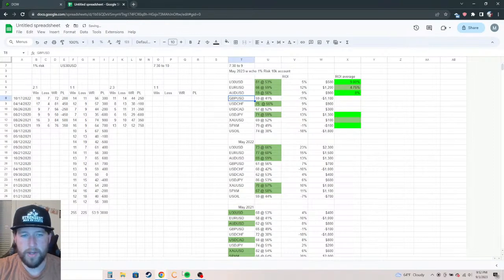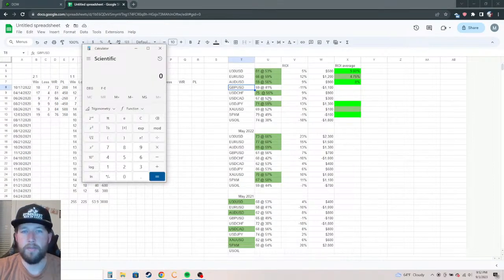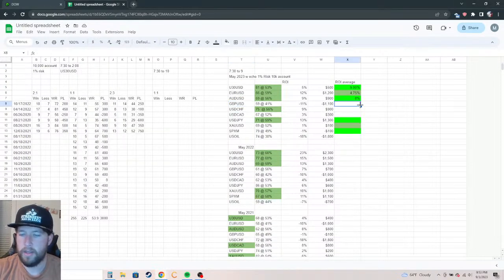Okay, pound US dollar. Let's see our average return for the 4 months we back tested. Minus 11 plus 7 minus 1 plus 1. That's negative 4. Divide by 4, that is going to be negative 1% return.